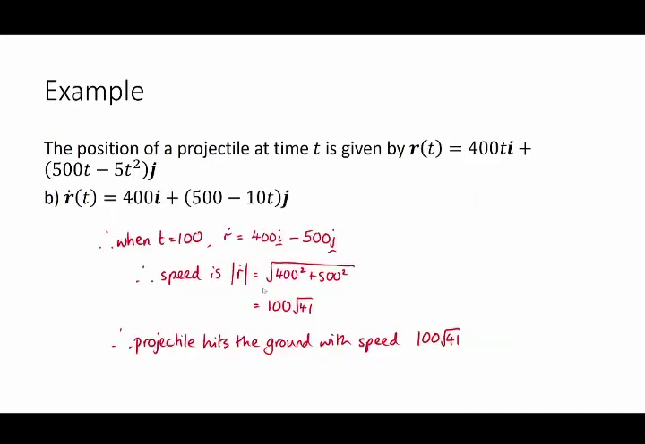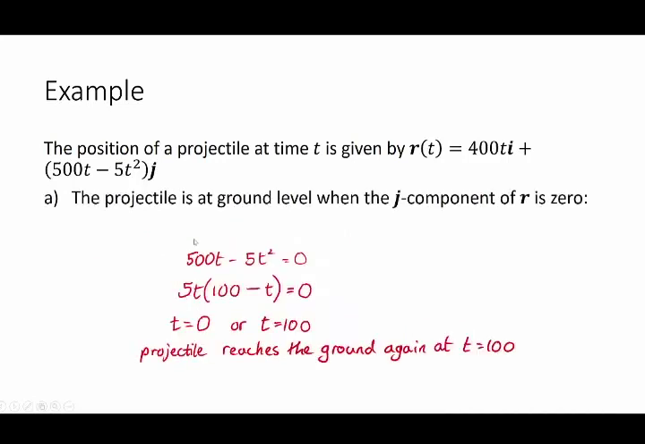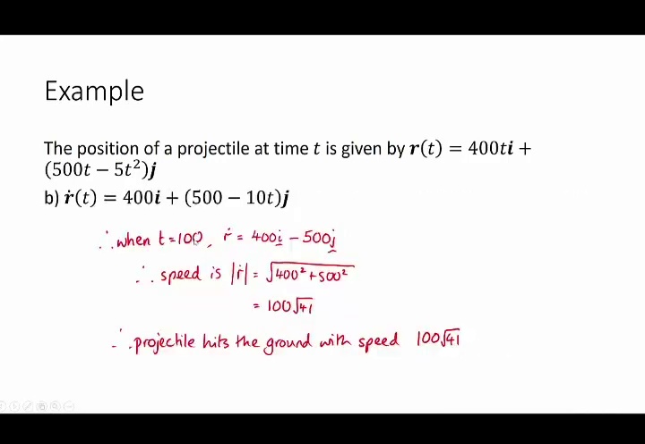I've then got, for part B, what speed does the projectile hit the ground with? Notice speed was asked for, not velocity, so we're not that fussed about the angle, we're just worried about the size of it. So if I've now got this r dot t, which I've got by differentiating this, that means that we've got this particular equation here that I can use, and I'm finding it at a particular time t is 100 because I just worked out on the last slide that it reaches the ground again when t is 100. So what is the speed at that time? We substitute in, we find the magnitude of that vector, and we're there.